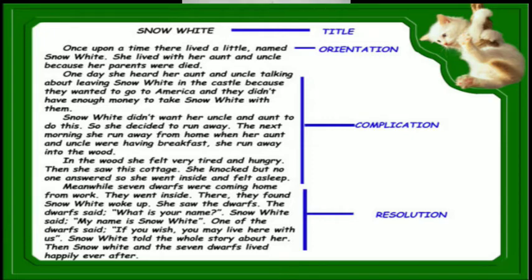This is where the problems began. And then the last paragraph is called resolution. This is the generic structure that resolves the problem. So as you can see on the screen, this is the fairy tale narrative text with the title Snow White.